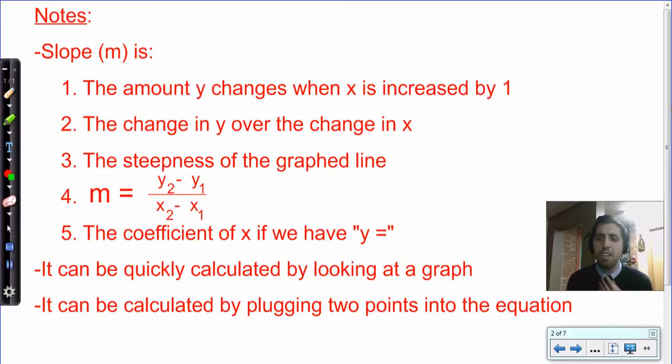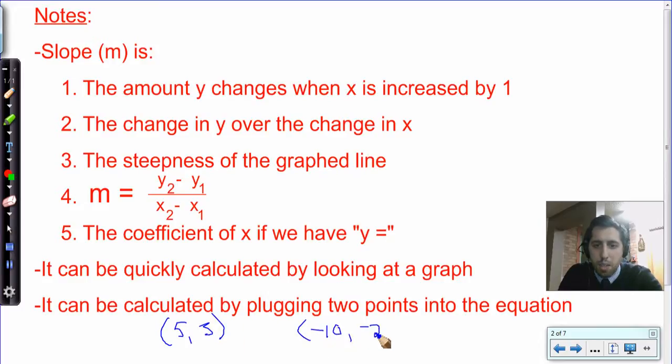So if you don't have the graph, but you have 2 points, I'll give you an example: (5, 3) and (negative 10, negative 27). Well, then you can say, okay, this is x1 and this is y1, because they are the first ordered pair I'm going to name. Then this would be x2, I'm naming it second, and it's the x value because it comes first in that ordered pair, and this is y2. So we could just plug in these numbers, 3 for y2, negative 27 for y1, 5 for x2, negative 10 for x1, right into that equation and calculate it.